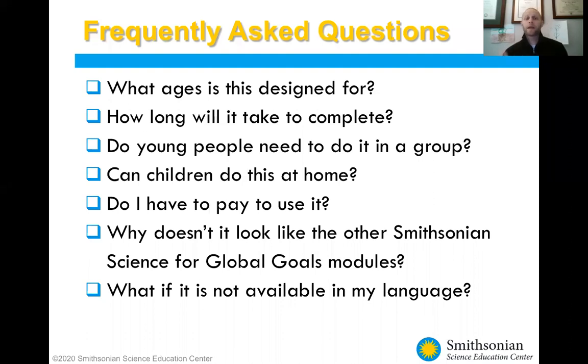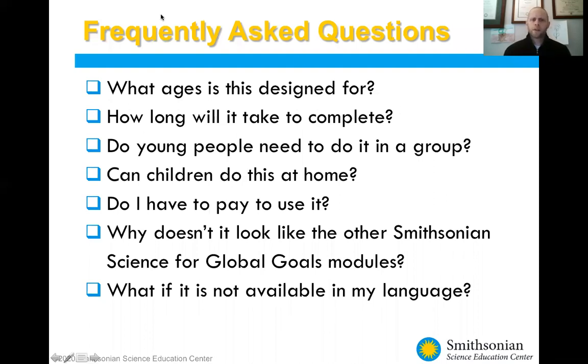Do I have to pay to use it? No. Our Global Goals modules and the COVID-19 module are completely free. They are freely available. We want you to be able to download them and use them in ways that you see fit. We want you to curate your own experiences. And we know, as Marc mentioned earlier, this is going to be a living and breathing document. This is our first effort to get you this information in a timely fashion, but we know it will go through changes as time goes on, and we want to work with you on that process.